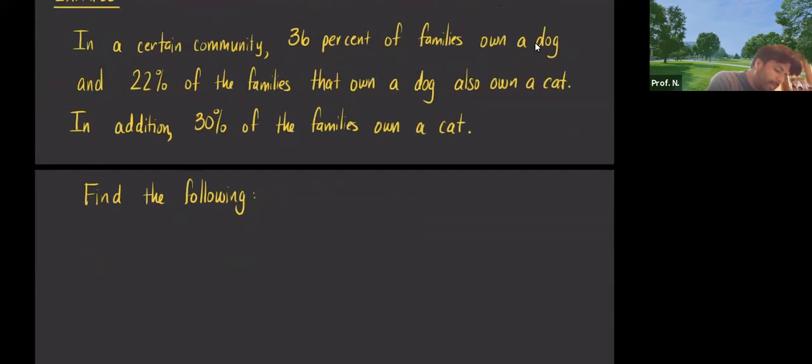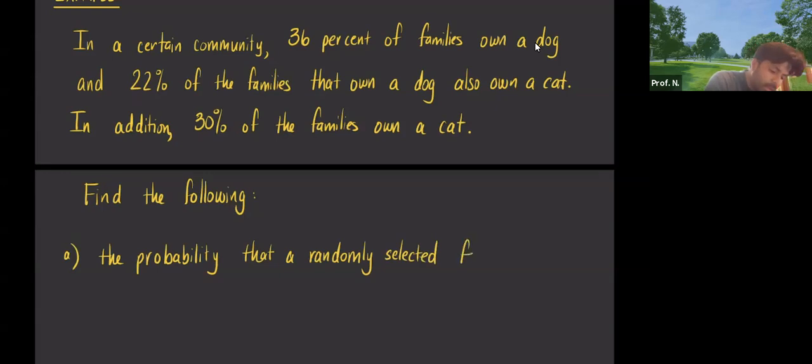So the first part is find the probability that a randomly selected family owns both a dog and a cat.